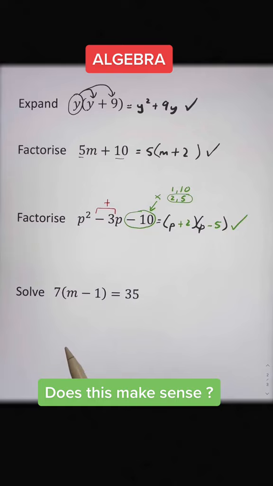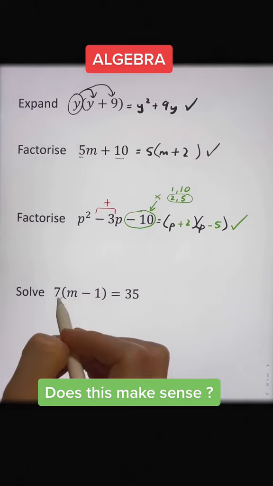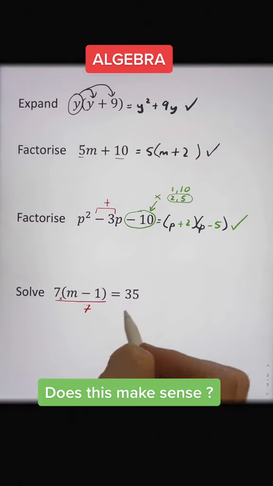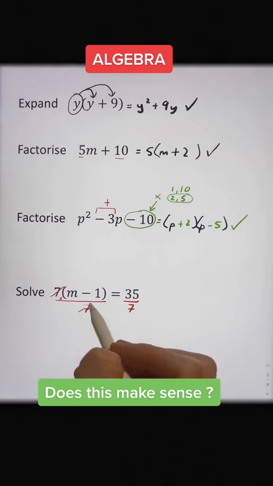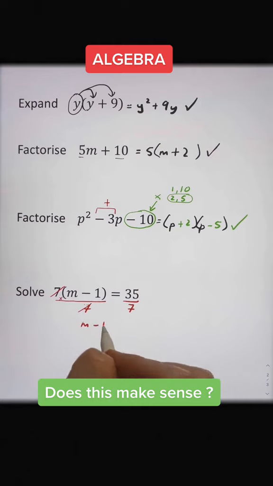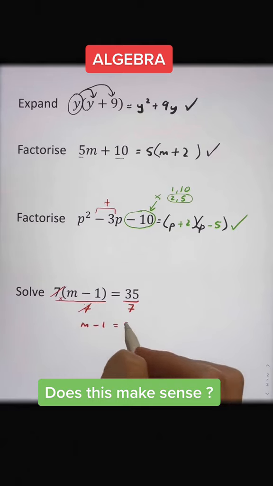If we're solving, we want to get the numerical value for the letter, in this case m, by itself. As I want to get m by itself, and I've got a single bracket, and the operation outside a single bracket means to multiply, hence the opposite of times by 7 is to divide both sides of our equation by 7. In this case, 7 over 7 will cancel, which will leave us with m minus 1. And on the right-hand side, 35 divided by 7 gives us 5.